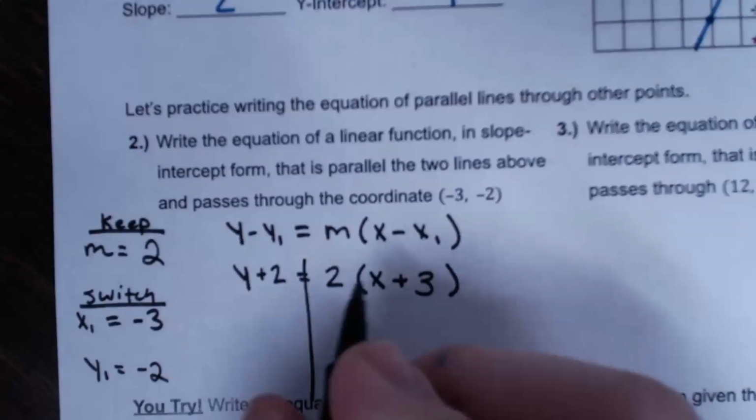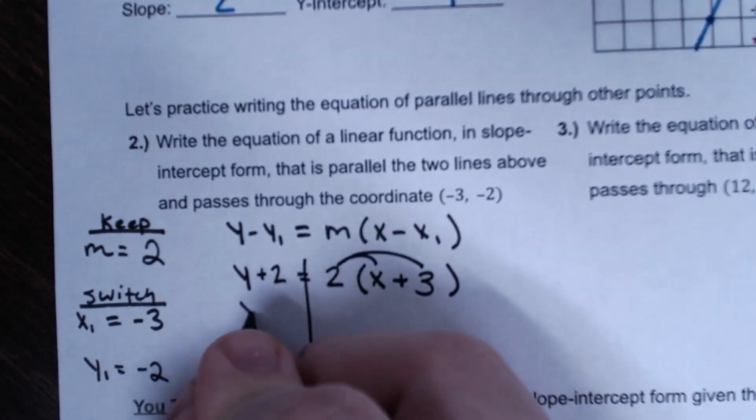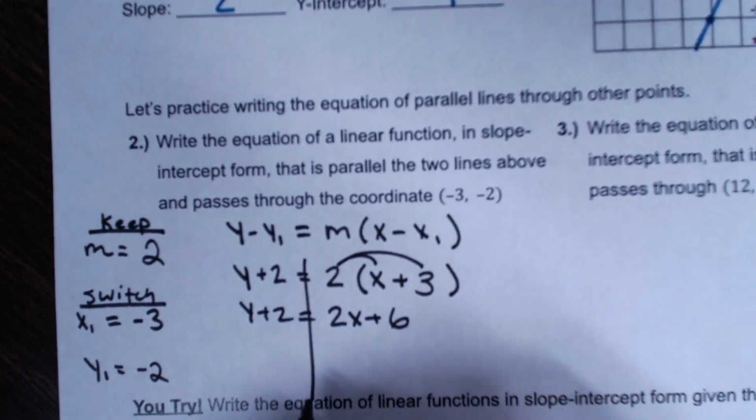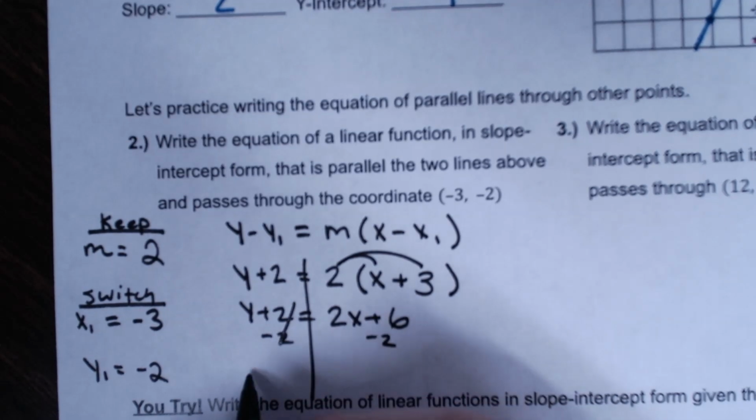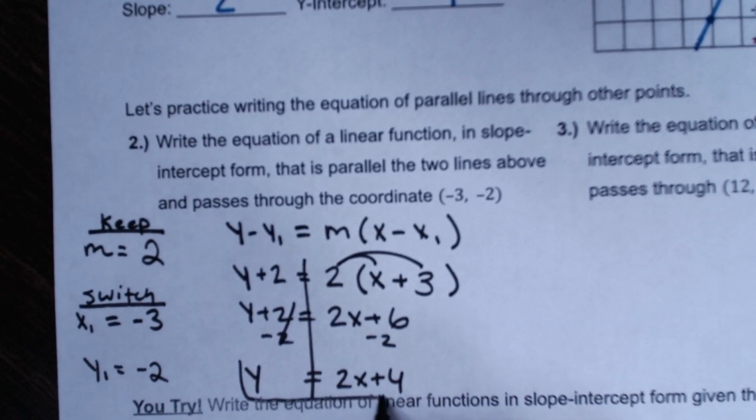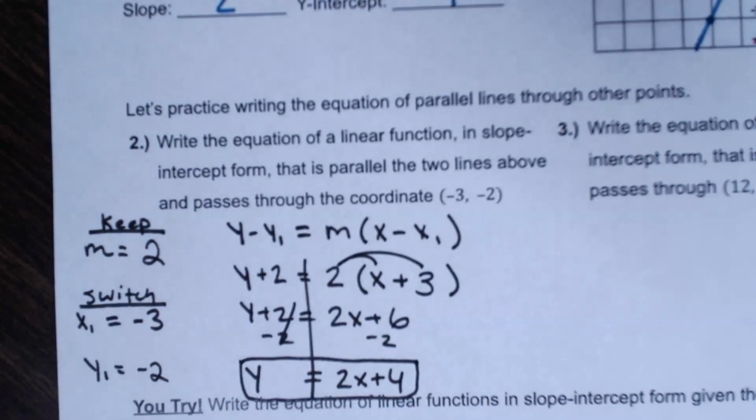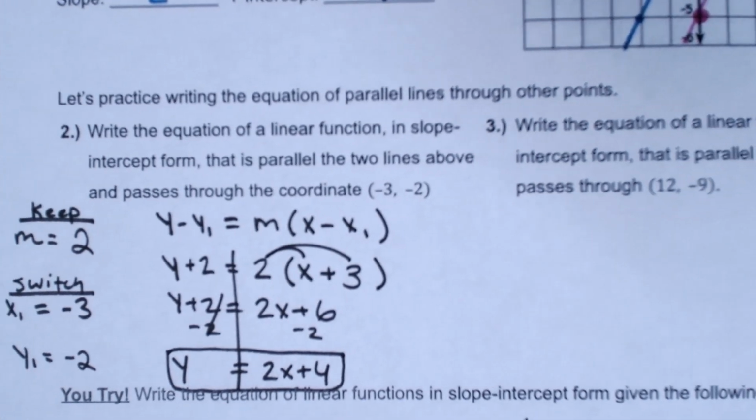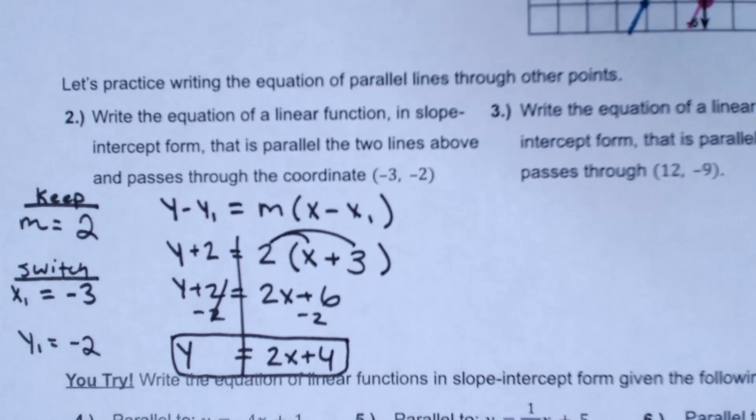Then just distribute and get y by itself. 2 times x plus 3 is going to be 2x plus 6. Subtract 2, you get 2x plus 4. Any questions?